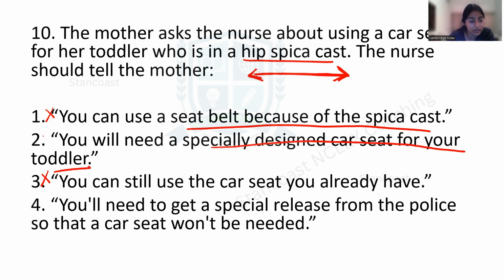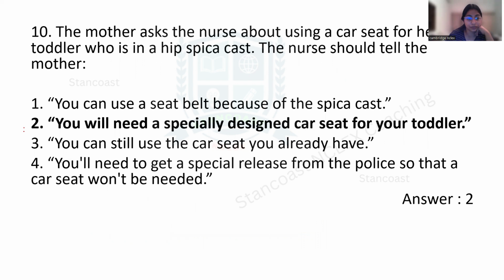So this is the correct option. A mother needs a specially designed car seat for her baby to make the baby sit in the car. Option 4 says you will need to get a special release from the police so that a car seat won't be needed. Now this is unnecessary here. To remove the car seat is not the correct thing that we are going to do. So the thing we are going to do is tell the mother that she needs a specially designed car seat for her toddler. So option number 2 is the correct option.